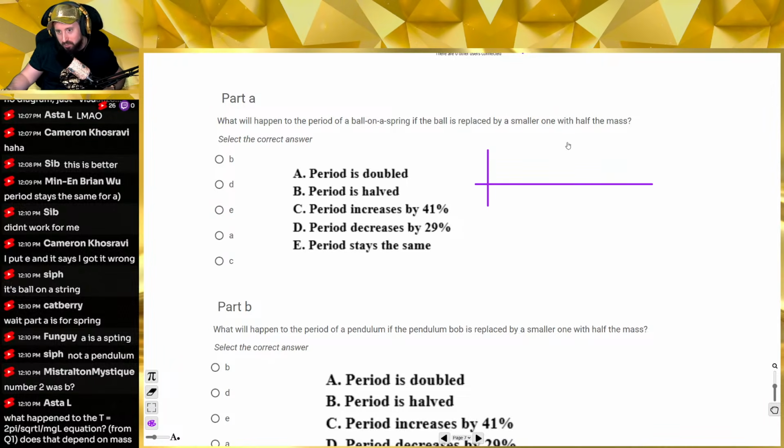They should really say block on a spring. Bro, we don't have like balls on springs. Like what is this? Okay, fine.